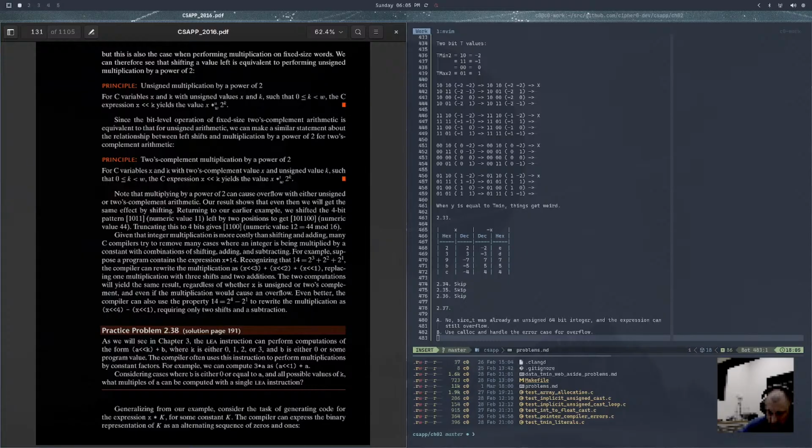Given that integer multiplication is more costly than shifting and adding, many C compilers try to remove many cases where an integer is being multiplied by a constant, using combinations of shifting, adding, and subtracting. For example, suppose a program contains the expression x times 14. Recognizing that 14 is equal to 2 to the power 3 plus 2 to the power 2 plus 2 to the power 1, the compiler can rewrite the multiplication as x left shift 3 plus x left shift 2 plus x left shift 1.